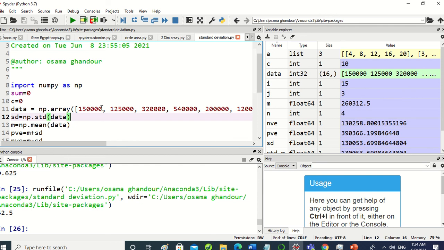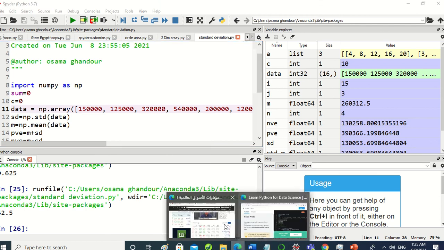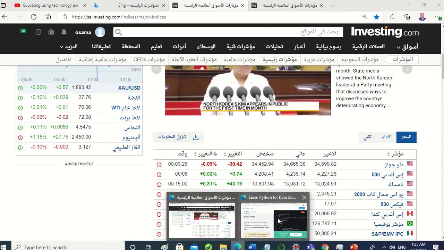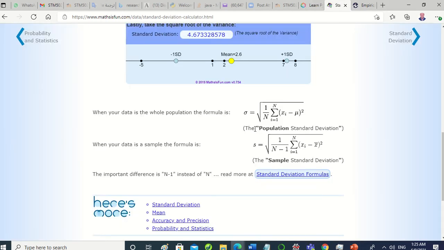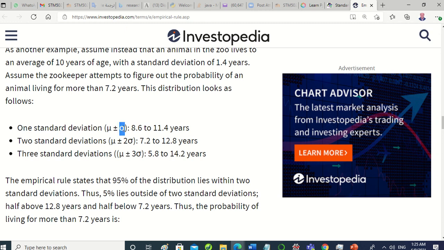So each one is a price of one house. This equals $150,000, and this one $125,000, and so on. So to calculate the standard deviation, which is sigma, this is the standard deviation which we will use here in our equations for calculating the one standard deviation.